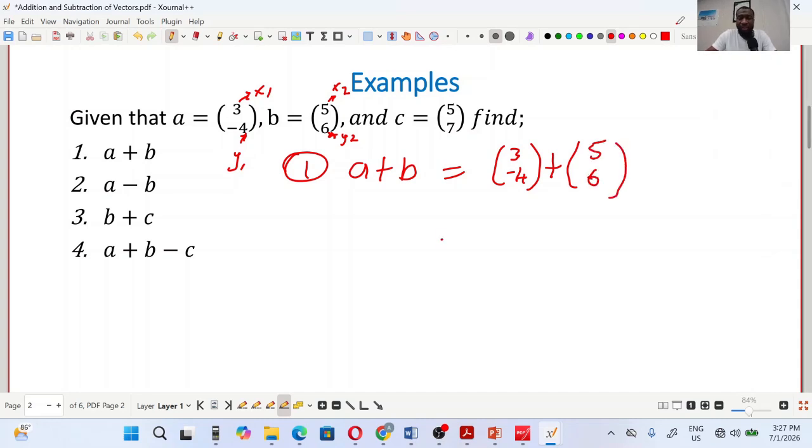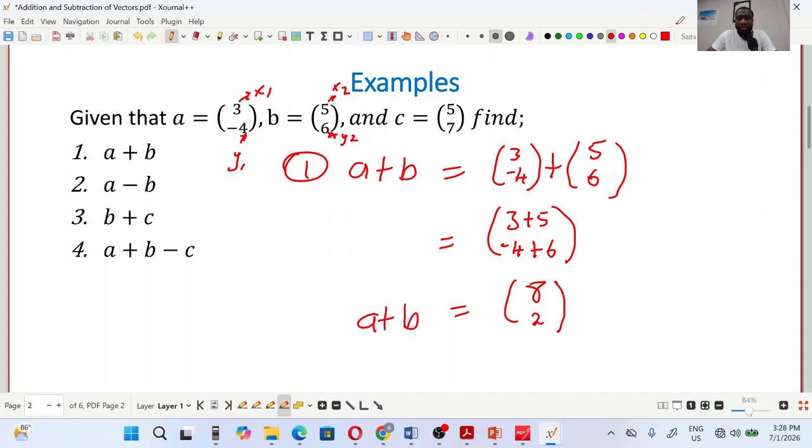So if I'm to add these two, I'm just going to add x1, y1. So that's going to be 3 plus 5, and then at the bottom I have negative 4 plus 6, right? So what is 3 plus 5? I have 8. And then negative 4 plus 6, I have 2. So it tells me that the vector A plus B is going to be what? (8, 2).